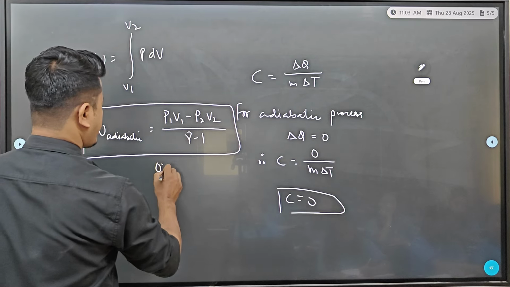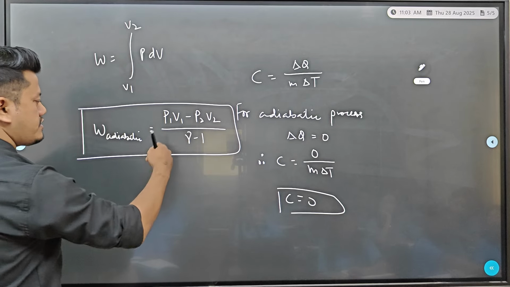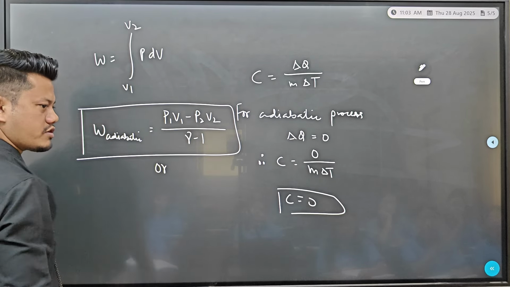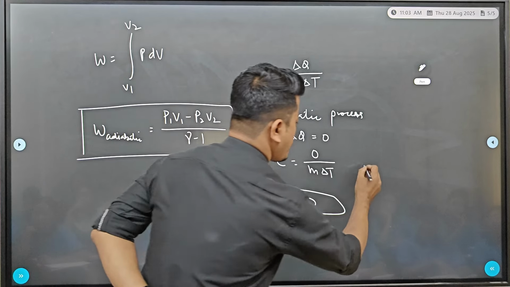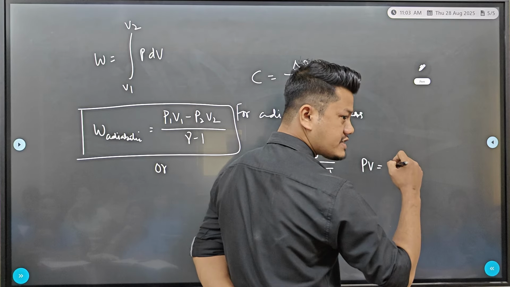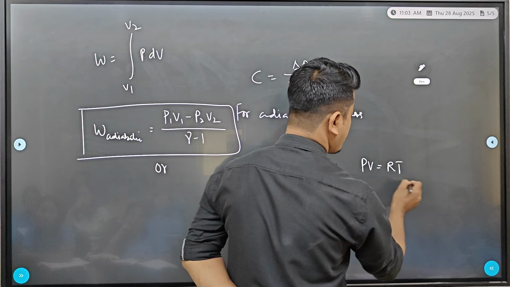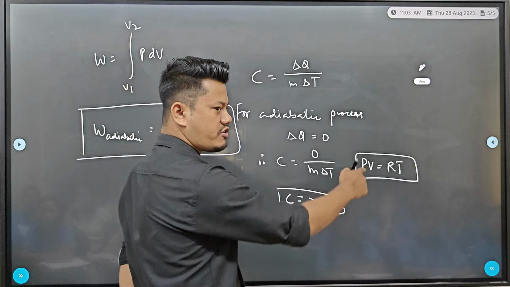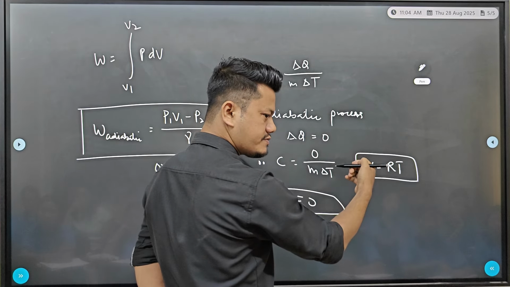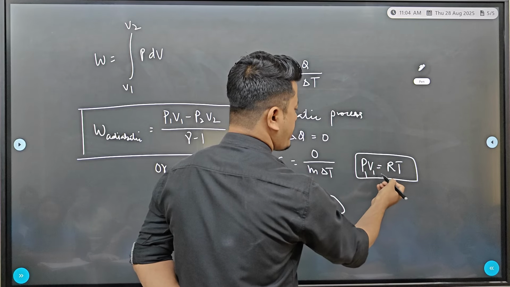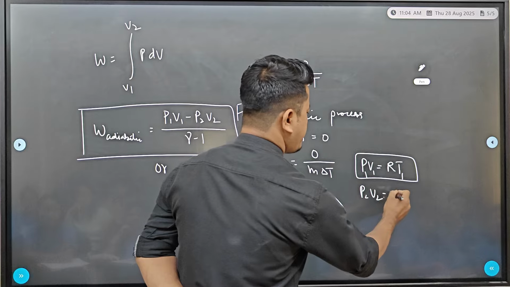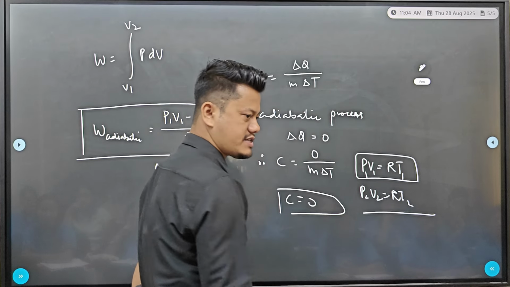See, this expression can also be written in terms of temperature. This is in terms of pressure and volume, or not? We know very well from the equation of state, for 1 mole of a gas, I can write PV equal to RT. Then P1 V1 can be written as R of T1, and P2 V2 can be written as R of T2. Can I write like this?